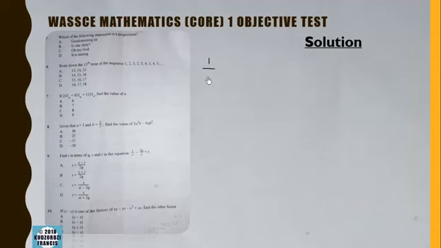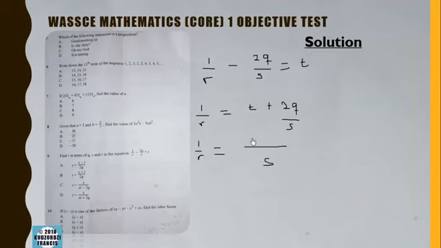And we have this one. We want to make r the subject. So 1 over r minus 2q over s is equal to t. So we have 1 over r is equal to t plus 2q over s. We just send it to the other side. So we have 1 over r, we collect LCM, which is s. So this gives us st plus 2q. Then we reciprocate both sides to obtain r over 1 is equal to s over st plus 2q. But this r over 1 is the same as r. So it is s over st plus 2q.